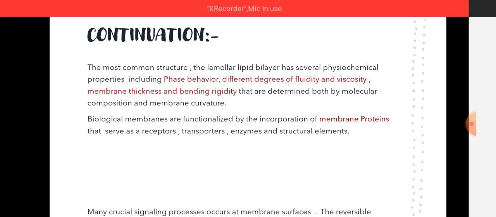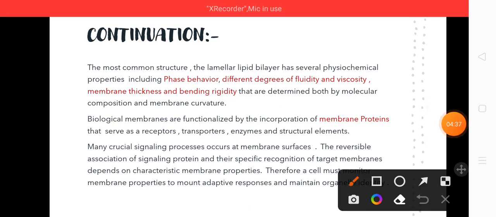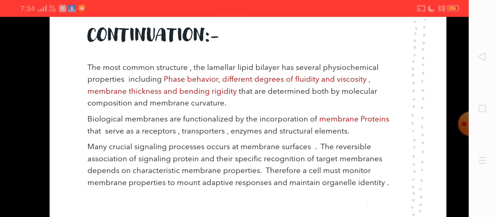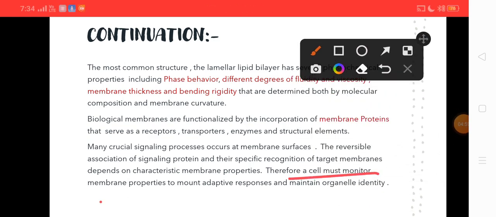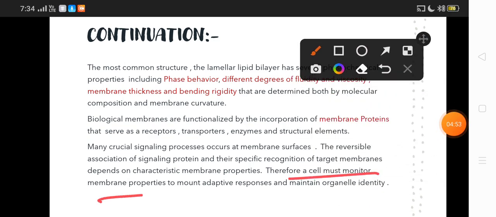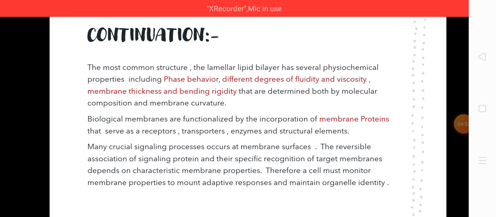So in this video we will try to find out what the properties of lipids are and what kind of function a cell membrane has due to the different chemical composition of the lipid. Okay, so that is the idea. So as I have told you, a cell must monitor the membrane properties to mount an adaptive response as well as to maintain organelle identity.